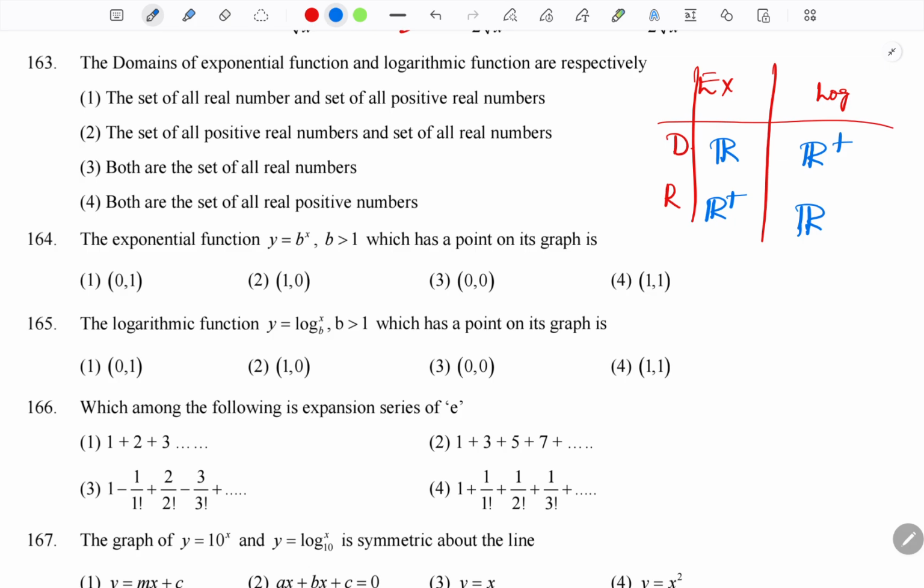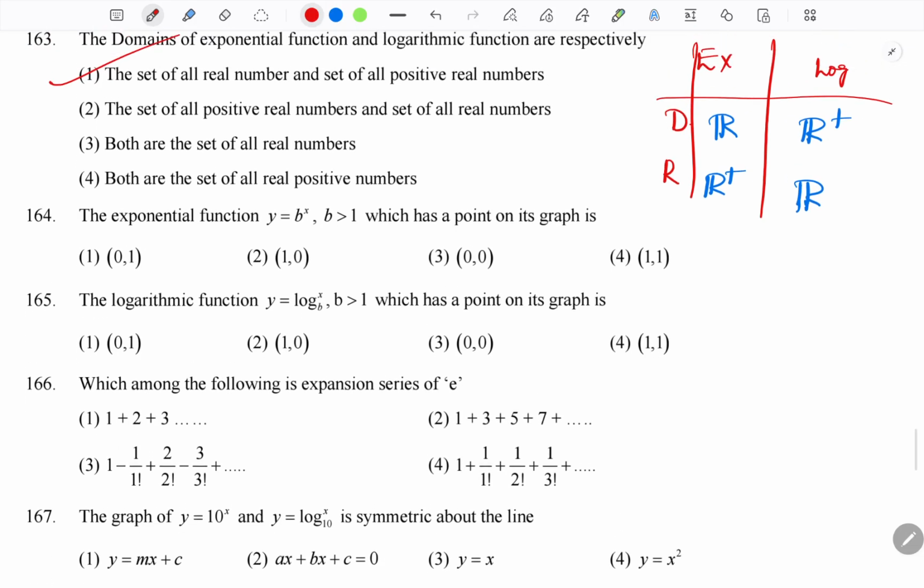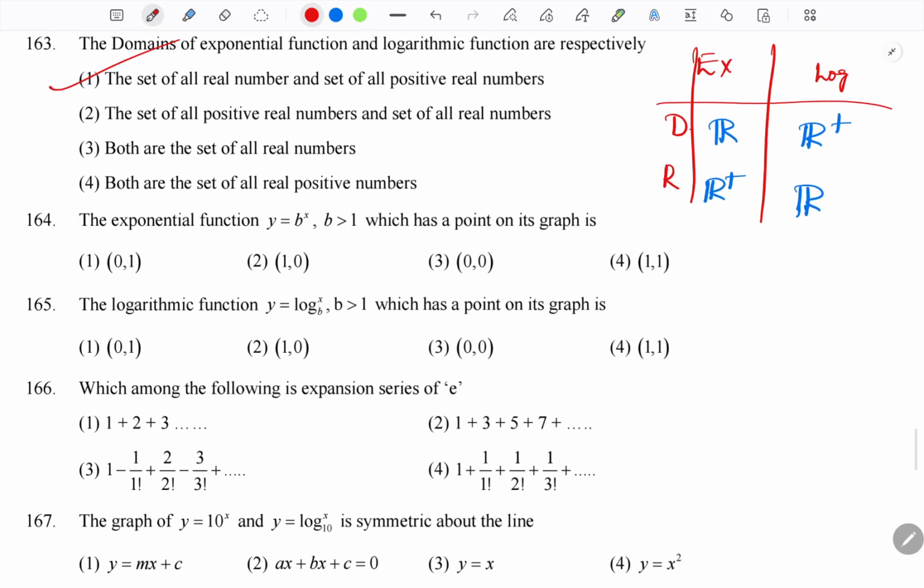So the domain is R plus. See, just keep in mind like this, or R plus, quite opposite. So the domain of these two functions and the range of these two functions. Now they're asking for the domains of the exponential and logarithmic functions. It means they're asking for the real numbers and the set of positive real numbers. So which one is correct? Option number 1. Clear? If they ask range also, you can use it to answer in examination time, students.